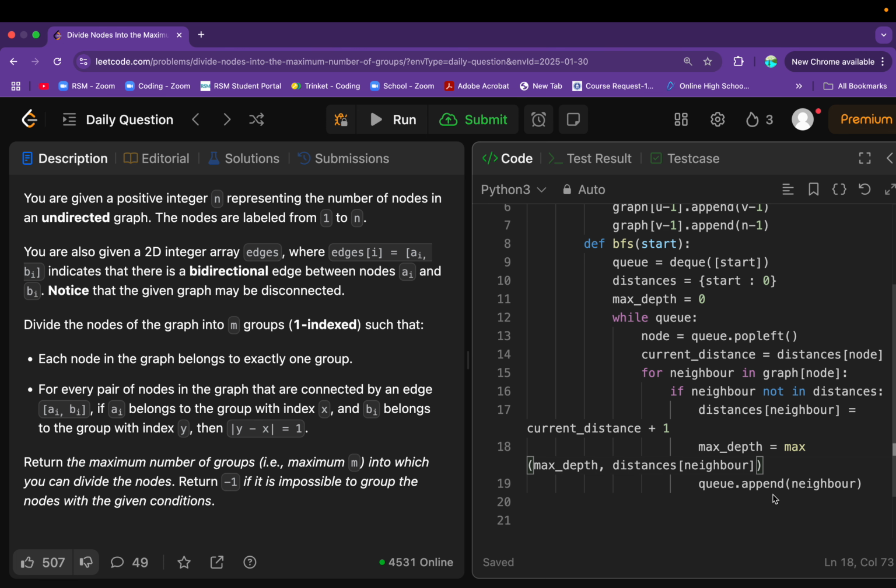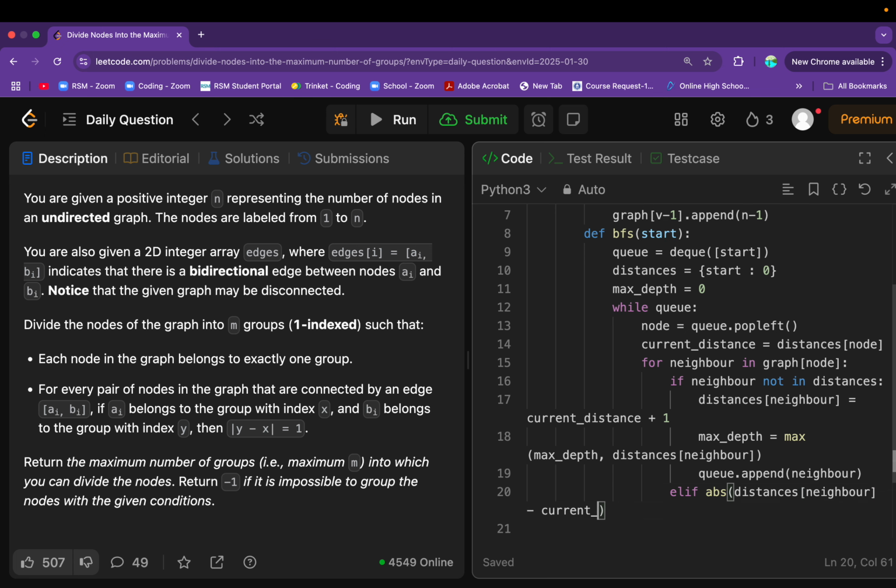And now we actually have to check for the non-bipartite graph, right? If the neighbor is in the distances, meaning it has already been processed, we'll have an elif conditional there. We have to check if the graph is actually non-bipartite, right? And the way we can do that is, like the problem told us, if the absolute value of distances at the neighbor, which means it's already been processed in this elif conditional, minus the current distance is not equal to 1.